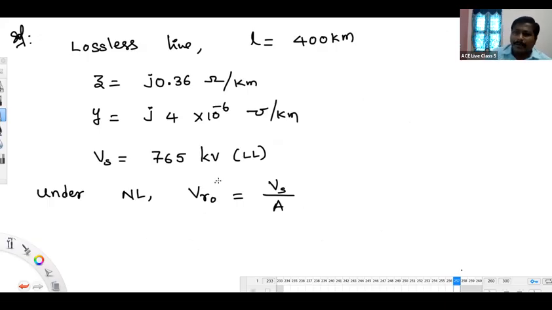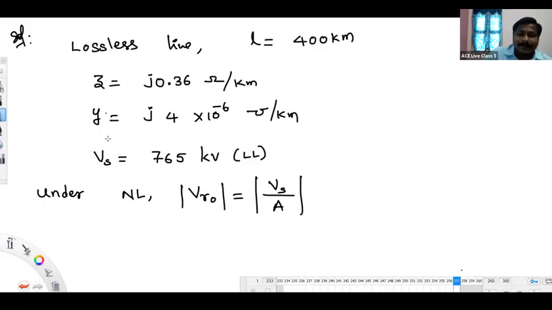If you want to get it per phase, you keep the phase voltages here. If you want line to line, you can keep line to line also, because it makes no difference. Multiplication of √3 on both sides will give the same result. Look at this one. What is the formula for this parameter A?